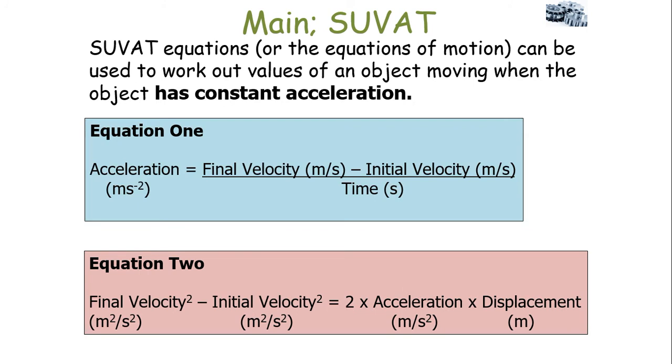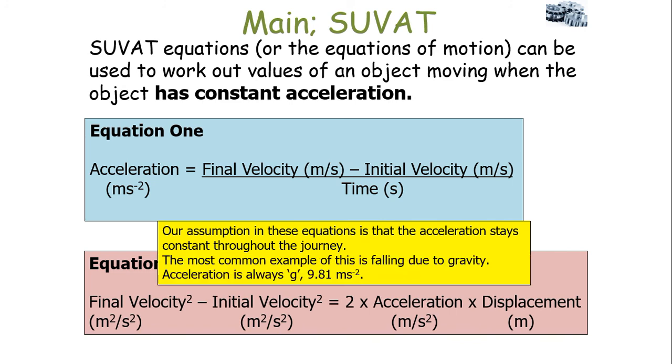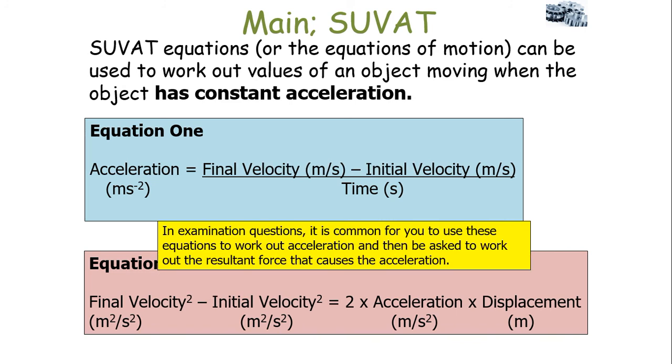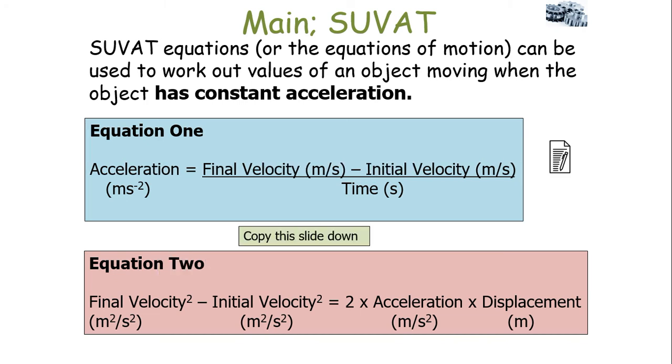So here are two SUVAT equations which can only be used when an object has constant acceleration throughout its journey. So for example, falling due to gravity. Now in examination questions, it's common for you to work out the acceleration using these equations, then work out the resultant force by using the equation F equals ma.